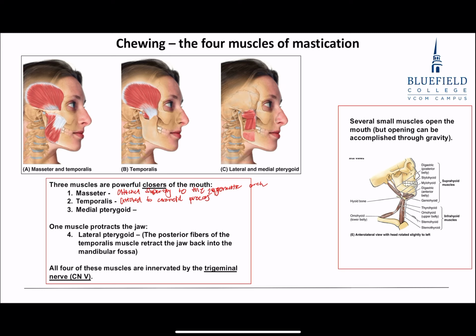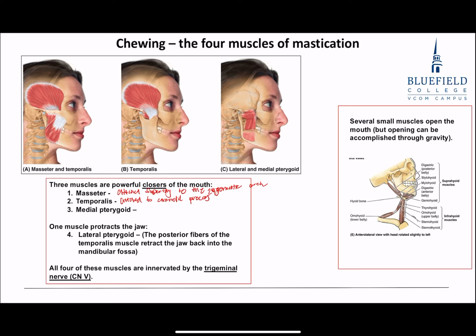So how do you get the jaw back in? When you close your mouth, how does it go back into the mandibular fossa? So we don't have a specific, separate muscle that does that, but if we look at these inferior fibers of the temporalis muscle right here, attached to the coronoid process, they're the ones that will do that. They'll just retract. So the lateral pterygoid protracts, and the temporalis muscle, part of its job is to retract that head of the mandible back into the fossa.